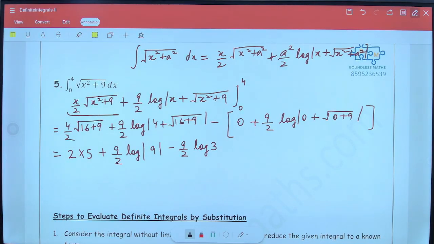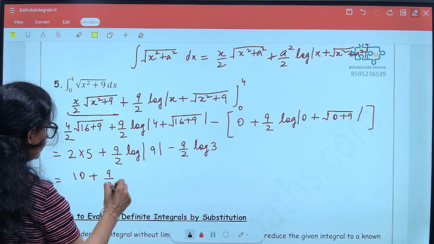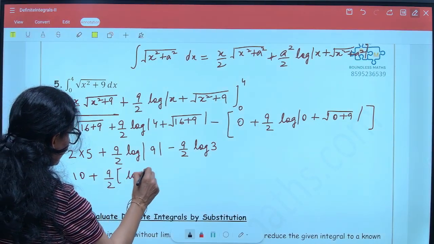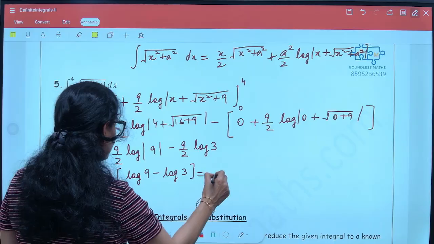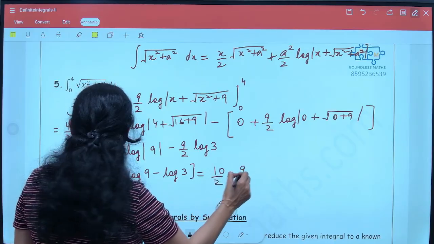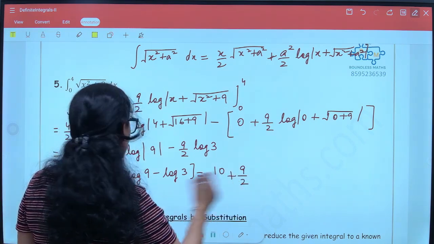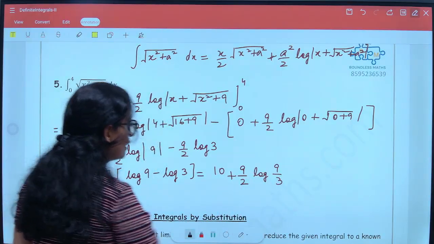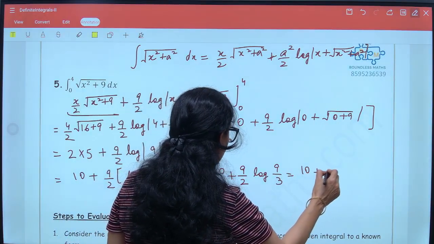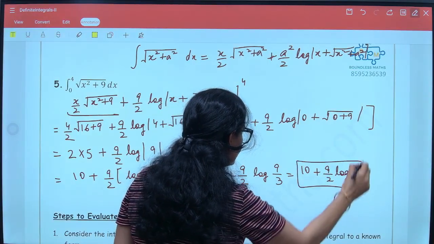So the expression becomes 10 plus, we can take 9 by 2 common, and in the bracket we have log of 9 minus log 3. So this expression becomes, sorry, there is no 10 by 2, it is only 10. So it is 10 plus 9 by 2 and then log of 9 by 3. 9 by 3 becomes only 3. So that means the final answer is 10 plus 9 by 2 log 3. So this is the final answer.